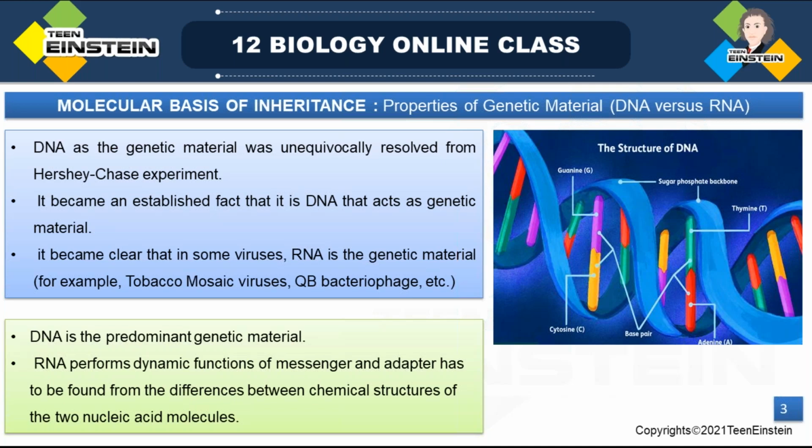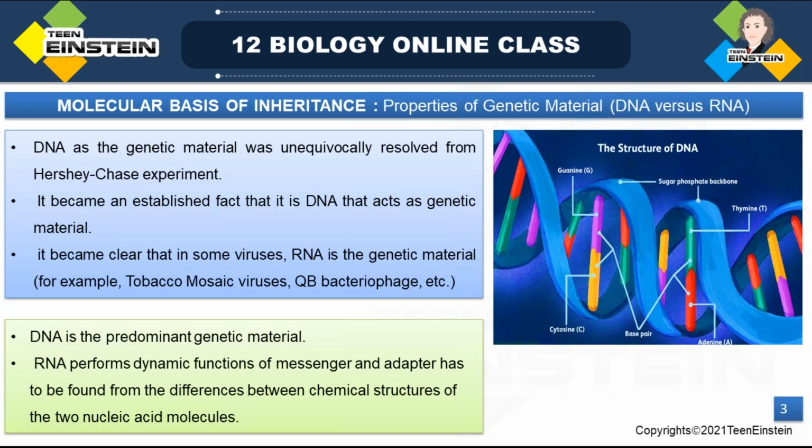Okay, so now we are going to discuss the properties of the genetic material. In most eukaryotes you can see DNA as the genetic material, but in some kinds of viruses you can see RNA as the genetic material. From Hershey and Chase's experiment, it's very clear that DNA is acting as the genetic material, right?